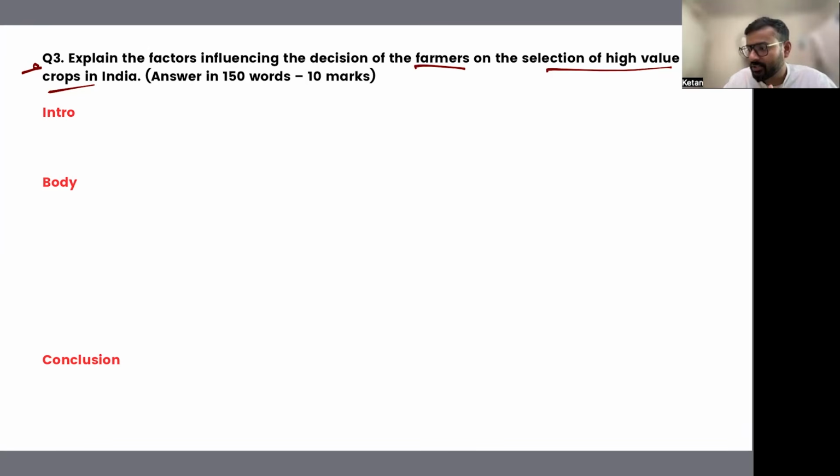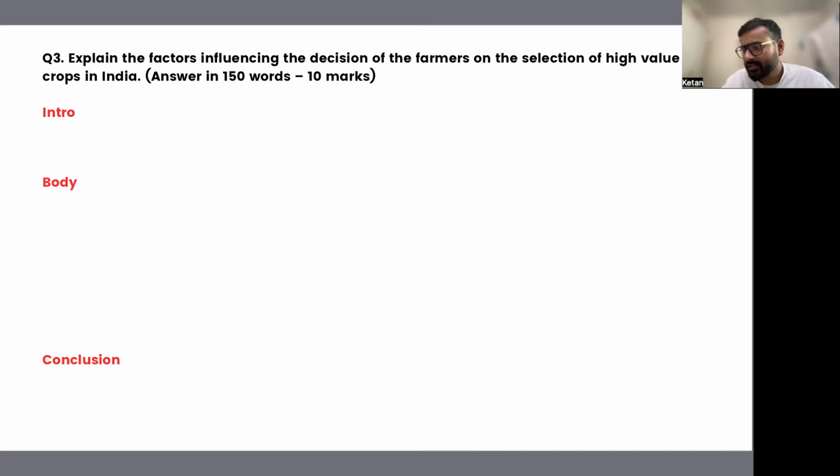So in fact, this question also, in parts, has already been asked in previous years. Changes in cropping patterns and all those questions are very similar. Okay, so here the question is asking factors influencing decision of farmers on selection of high value crops. So you have to list the factors. That will become part of your body.